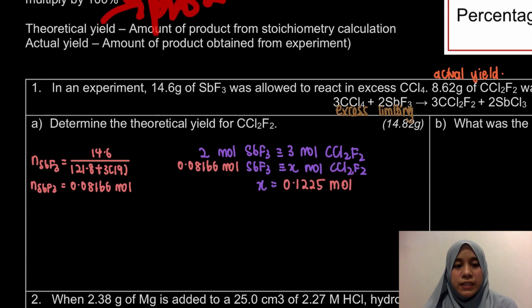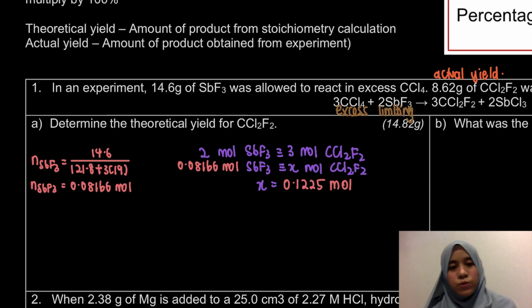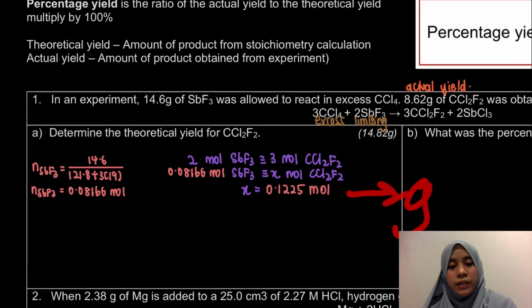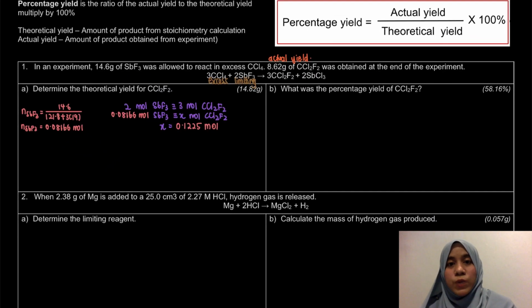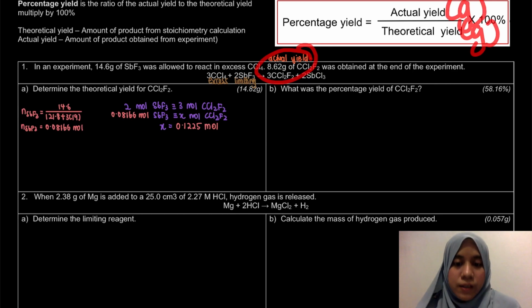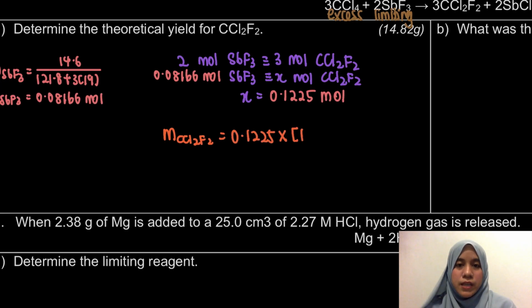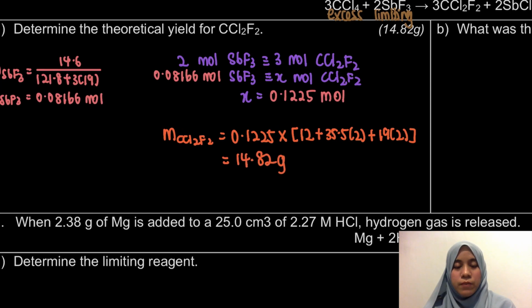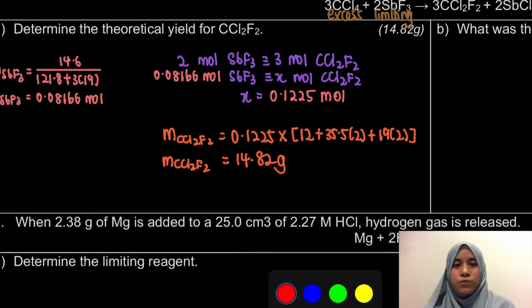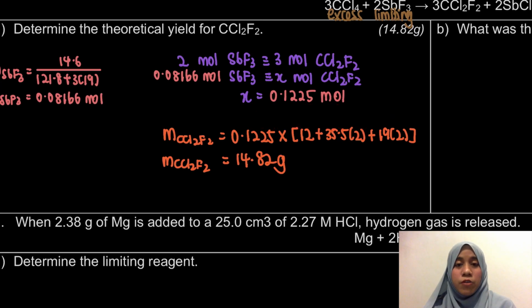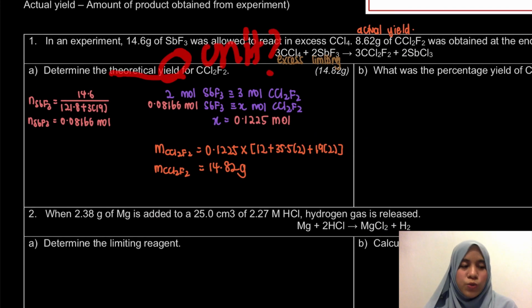Tapi dia nak theoretical yield kita kan, the amount of product. So selalunya it could be in gram, it could be in milliliter. Tapi kalau kita nak tengok macam mana, tengok pada sebenarnya kita punya actual yield kita. Kalau actual yield kita bagi in gram, so theoretical yield tu pun kenalah buat in gram. So sekarang ni kita carilah the mass of CCl2F2, which is number of mole times kan dengan molar mass. So we do get the mass is actually 14.82 gram. Kan? Yield tu tengok pada, selalunya akan bagi hint pada actual yield kita lah.